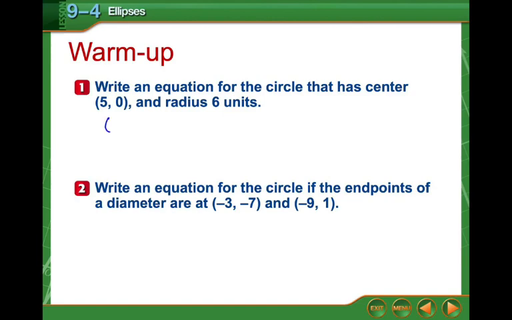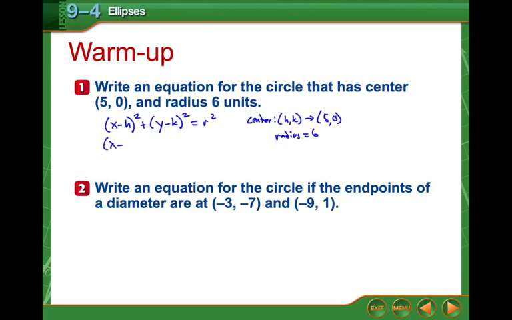Remember, the equation for a circle is x minus h squared plus y minus k squared equal to the radius squared. H and k is going to be our center. In this case, that is going to be at 5, 0. And our radius is equal to 6.